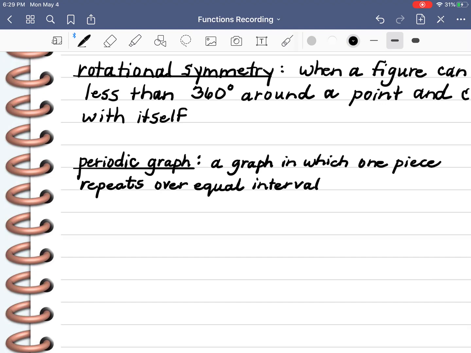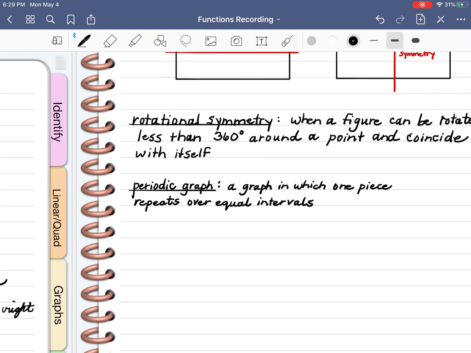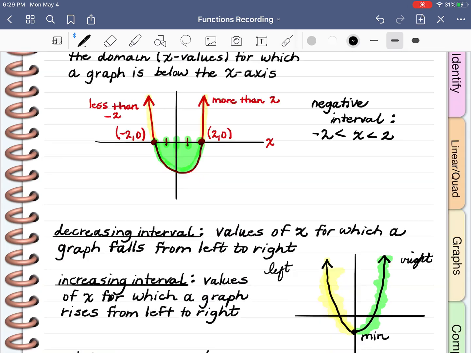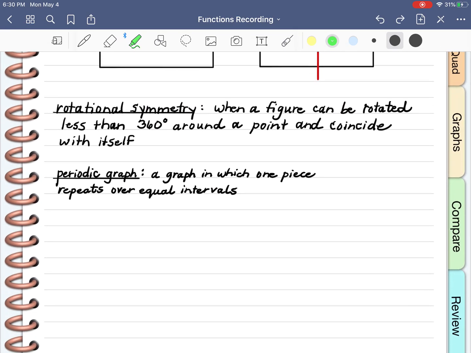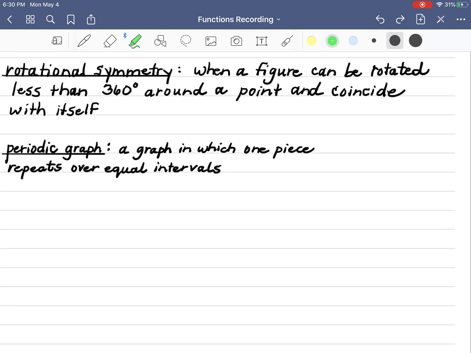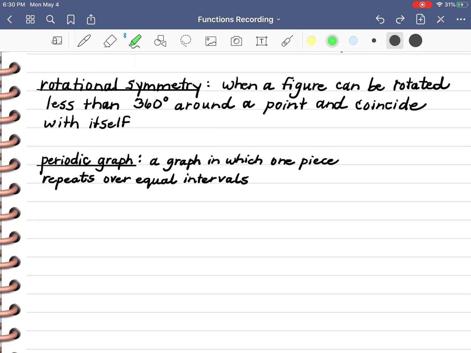And rather than have you draw that again, I'll just go back and show you. It is this sort of graph where it repeats in equal intervals over and over again. That is called a periodic graph. Very common in earth science, even in the waves of the ocean. You can see that periodic repetition.